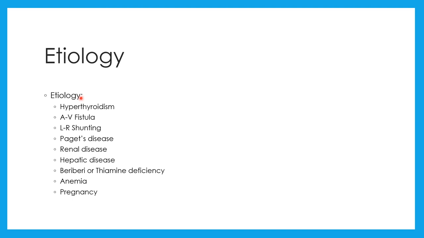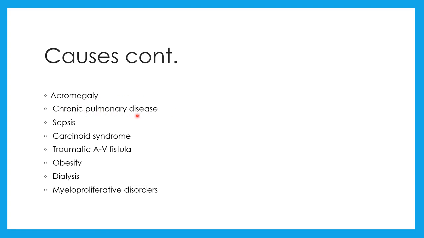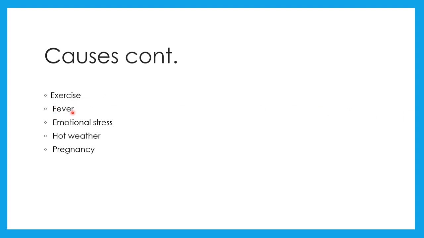The etiology of high output heart failure will include hypothyroidism, arteriovenous fistula, left to right shunting, Paget's disease, renal disease, hepatic disease, beriberi or thiamine deficiency, anemia or pregnancy, just hyperdynamic state generally. Can be acromegaly, chronic pulmonary disease, sepsis, carcinoid syndrome, traumatic arteriovenous fistula, obesity, dialysis, myeloproliferative disorders. Might be exercise, fever, emotional stress, hot weather, and pregnancy is repeating itself. Did I do that on purpose? Absolutely not.